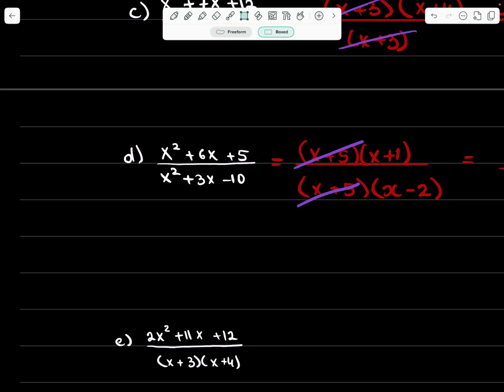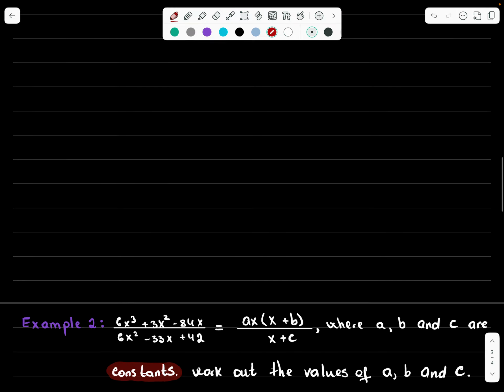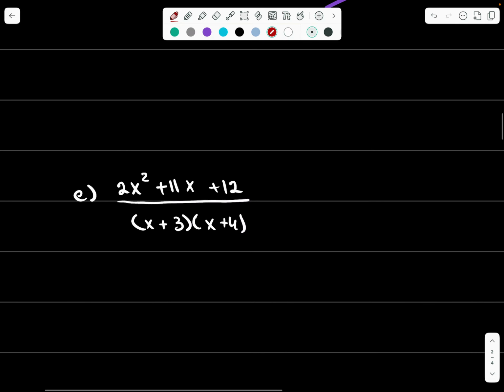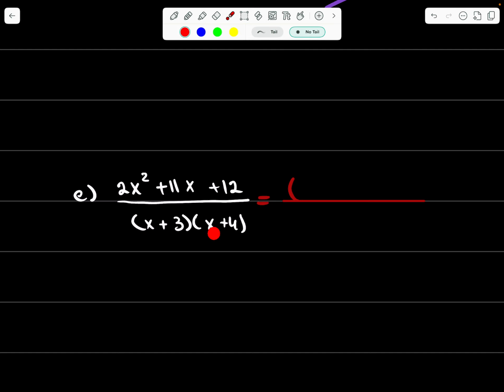Okay, so let's move on to the last question in this example. I believe that's the last question in this example. They say 2x squared plus 11x plus 12 divided by x plus 3 and x plus 4. We're going to simplify this, first factorizing the numerator. Remember, there is a clue on the denominator. What do I mean by clue? That means there must be a common factor with the denominator so you can simplify it.